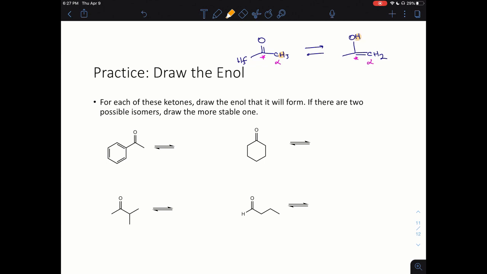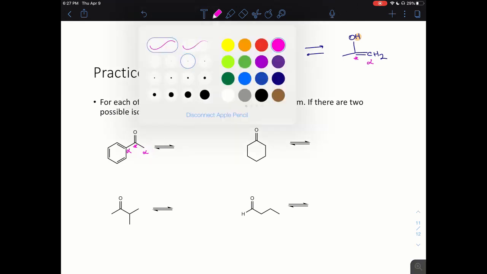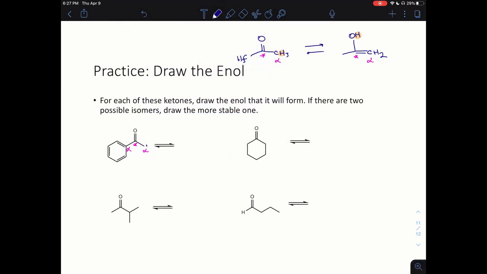You'll have that pi bond between the alpha carbon and what was the carbonyl carbon, and you'll have an OH here. Okay, so let's go ahead and start by identifying alpha carbons. For this first molecule, it just has 1 alpha carbon. It has this one. That's the CH3 group. So we'll just go ahead and show that. So we're going to deprotonate here. On the other alpha carbon, there are no hydrogen atoms, so you can't make an enol there.